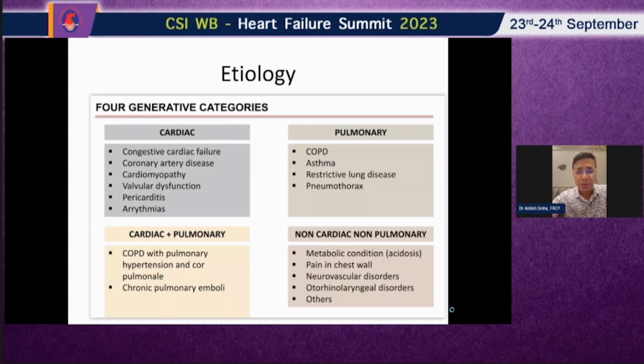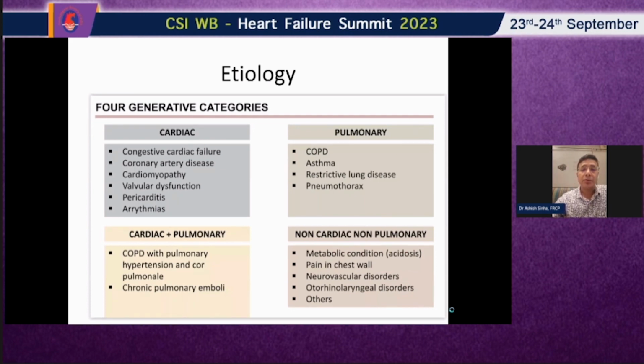When we talk about the etiology of dyspnea, what are the things which come to our mind? What are the causes of dyspnea? It could be a cardiac cause, a pulmonary cause, both cardiac and pulmonary, or a non-cardiac and non-pulmonary cause. Cardiac causes we should always think about whenever we see a patient: CCF, coronary artery disease, cardiomyopathy, valvular dysfunction, pericarditis. Now, what about the pulmonary causes? COPD, asthma, restrictive lung disease, pneumothorax. These all can cause dyspnea in the patient.